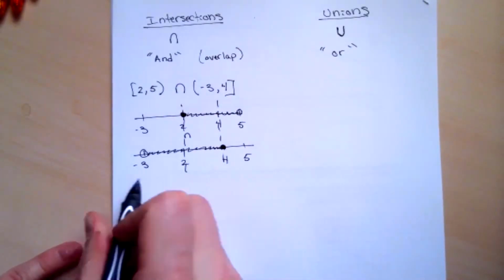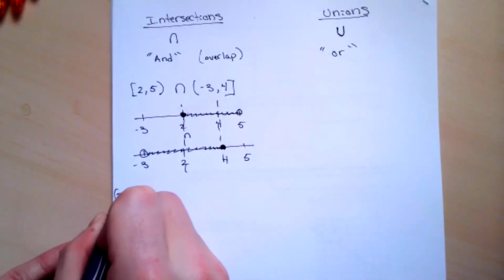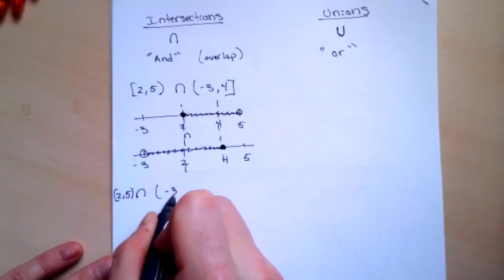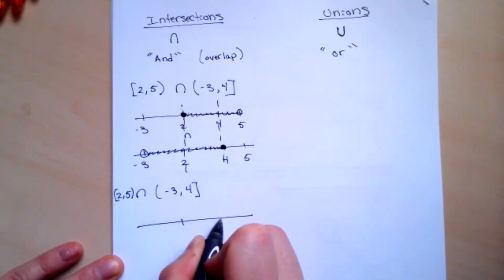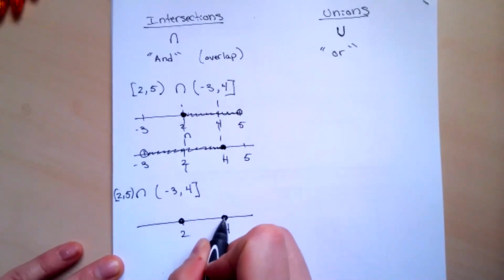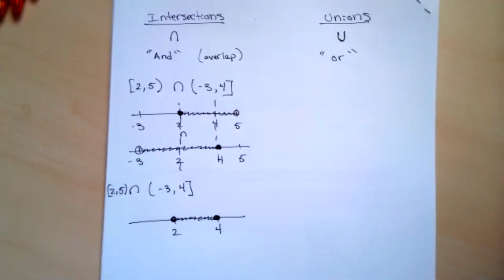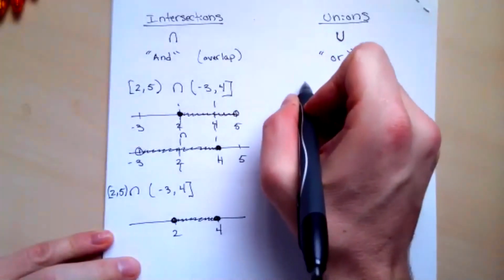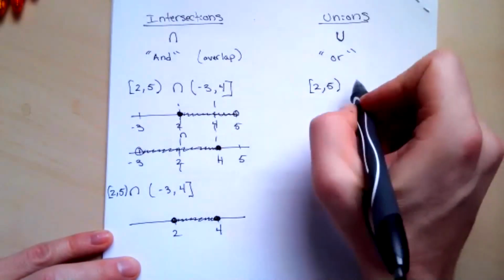So the intersection, let's write it out. So 2 to 5 and minus 3 to 4. What are we going to get? 2 to 4. 2 to 4 inclusive. We will include both of those endpoints too. Whereas "or" means union, and by union, you can kind of think of just gluing them together.